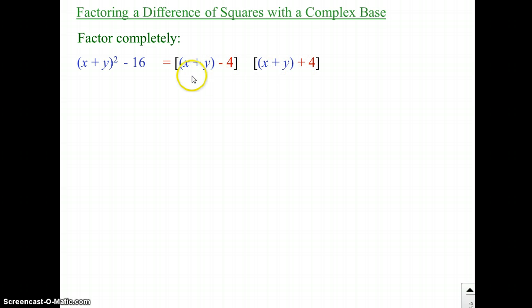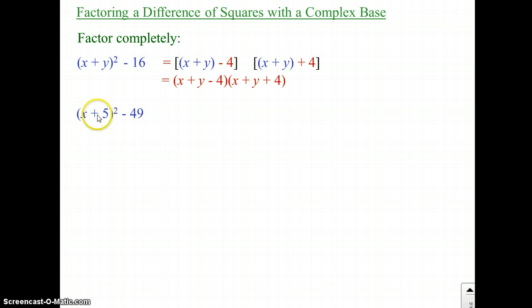So now we're done factoring this complex based difference of squares, but we can expand and combine like terms if they occur here. So we're going to get rid of the brackets inside the brackets. So this becomes x plus y minus 4 and x plus y plus 4. And now we're done factoring.